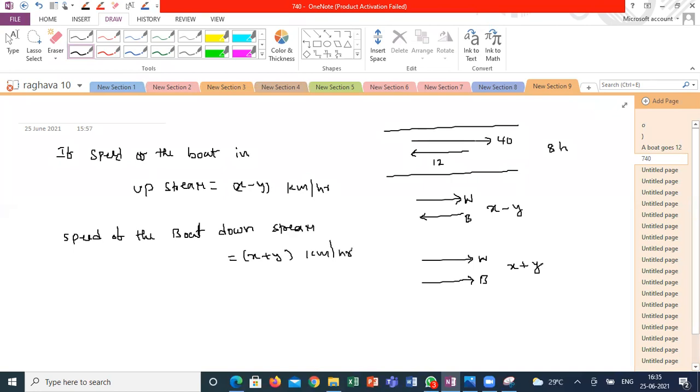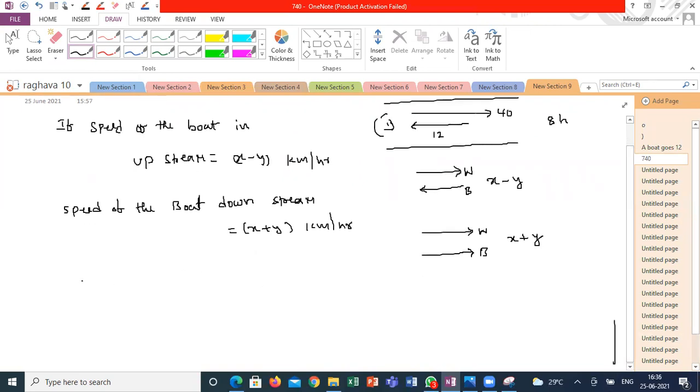Is it clear how I got the speed of the boat upstream and downstream, and that the speed of the boat in still water is different? Are you clear with these equations? Yes, sir. In the first case, how many kilometers did it travel upstream and how many kilometers downstream?